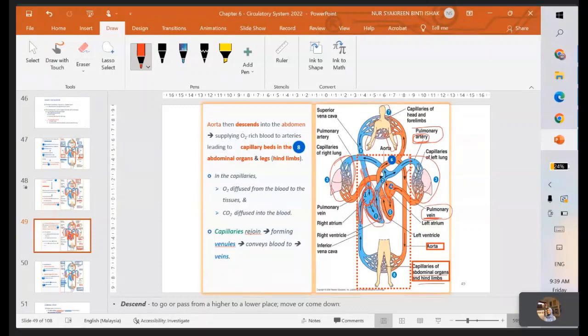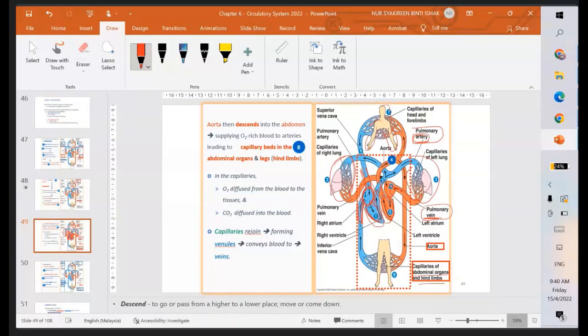Left ventricle, its characteristic is that it has thick wall, so that when the ventricle contracts, it can exert high pressure, so that the blood can enter into the systemic circuit, which is circuit yang lebih panjang. So it has to travel with high blood pressure and also high velocity. Okay, so that's why the wall of the left ventricle kat situ is thick.